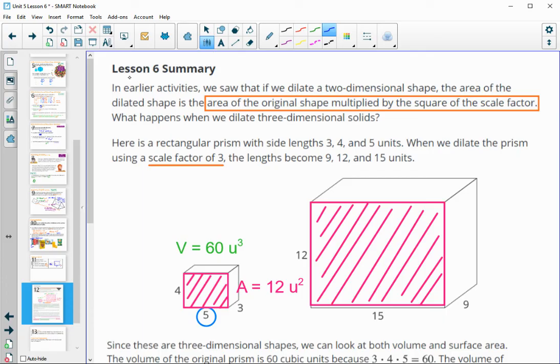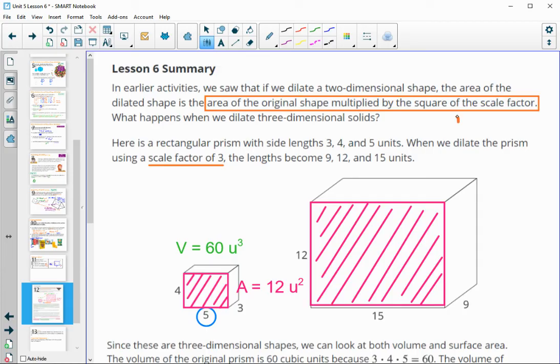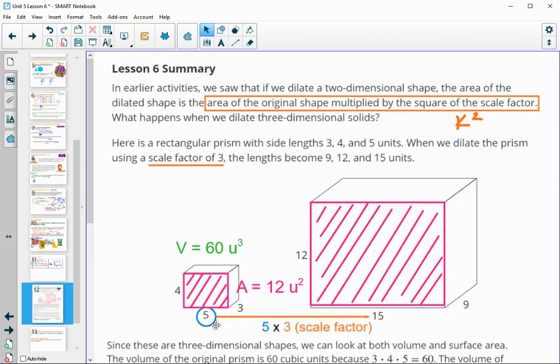Lesson summary here. So area of an original shape is multiplied by the square of the scale factor. So that's that k squared. If we looked at a specific example here, you've got all these lengths. If it's scaled by a factor of 3, these lengths would all multiply by 3. So 5 times 3, 4 times 3, 3 times 3.